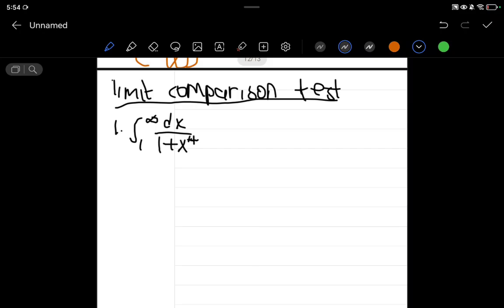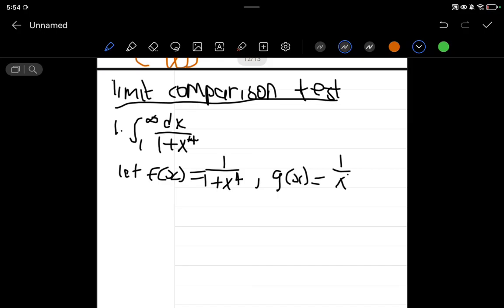Yeah, so now we're given this, right? Then we should determine whether it converges or diverges. So we're going to use the limit comparison test. We agree, right? So what we can do is let f of x be equal to 1 over 1 plus x to the 4, and g of x be equal to 1 over x to the 4.